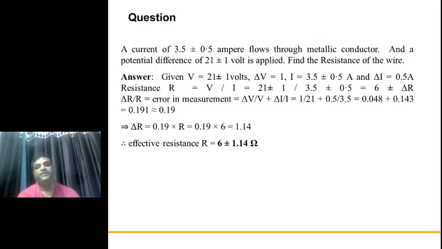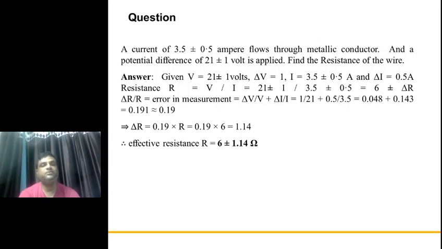It means delta V equal to 1 volt. I equal to 3.5 plus minus 0.5, so delta I equal to 0.5. All these values are given, they are just represented in a different way. We represent delta V as 1 volt, or we represent V as V plus delta V. Both are the same. So that is just a representation.